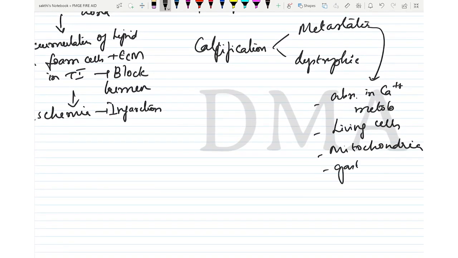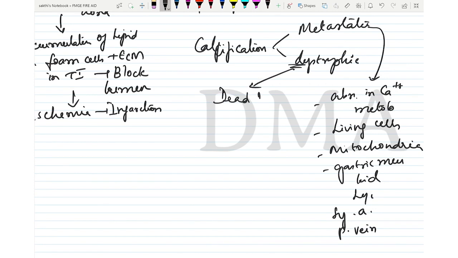Whereas D for death: dystrophic calcification occurs in dead tissue. Here the calcium metabolism is almost always normal. Characteristically it occurs in TB lymph node, any abscess site or even a bicuspid aortic valve and so on. Okay, so that is a small note about calcification.